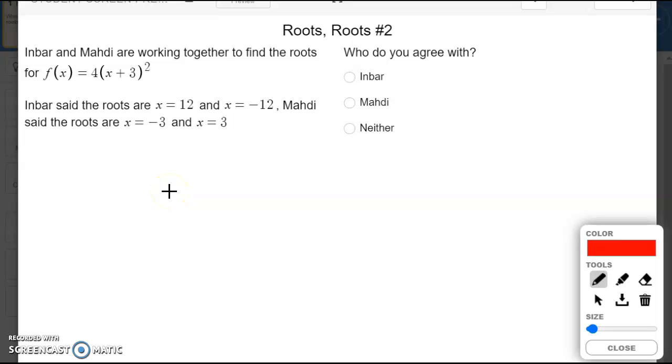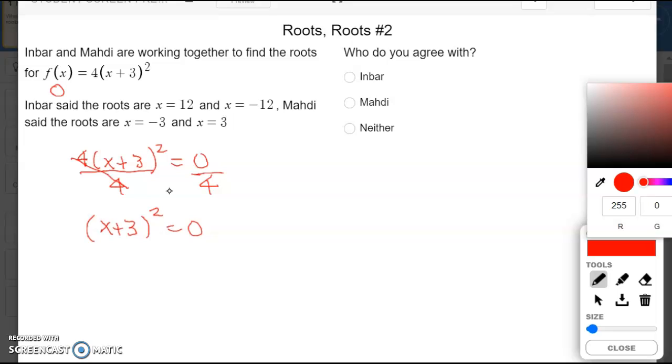Well, let's solve this. Okay, so first we're looking for values of x that give the output to be 0. That means f of x is 0. So I can set this equation as 4 multiplied by x plus 3 all squared is equal to 0. Okay, now what is the best method to solve this? We can use square rooting, right? We can divide both sides by 4 to get rid of this, and that leaves me with x plus 3 all squared is equal to 0.